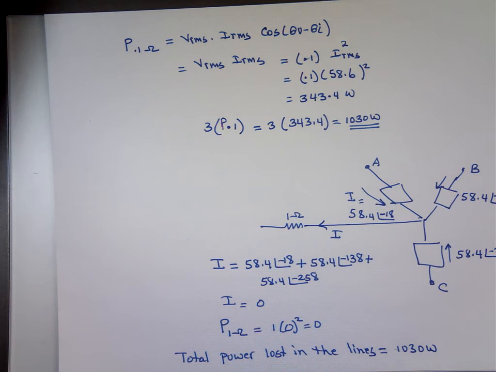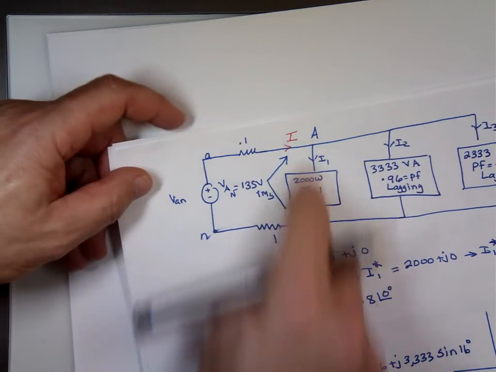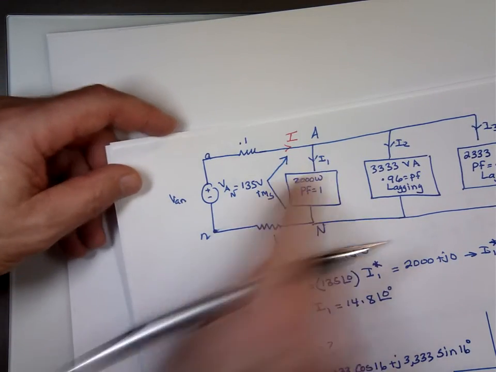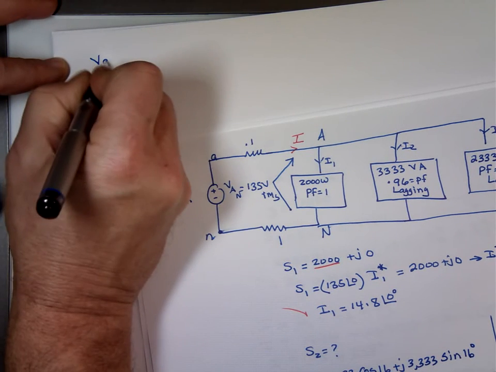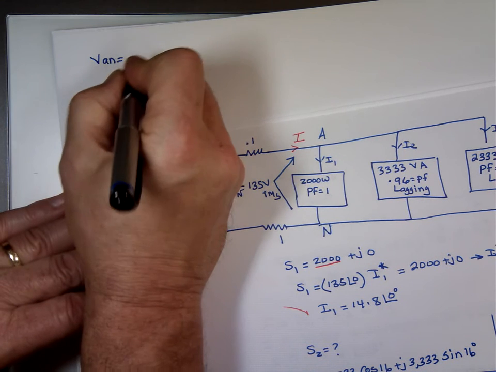What was it? Phase voltage. The phase voltage of the source. We know what VAN is going to be. Go back to this picture. Just look right here. You know what the voltage is here, so VAN is going to be the voltage drop right here, which is 0.1 times the current through it. And what's the current through it?